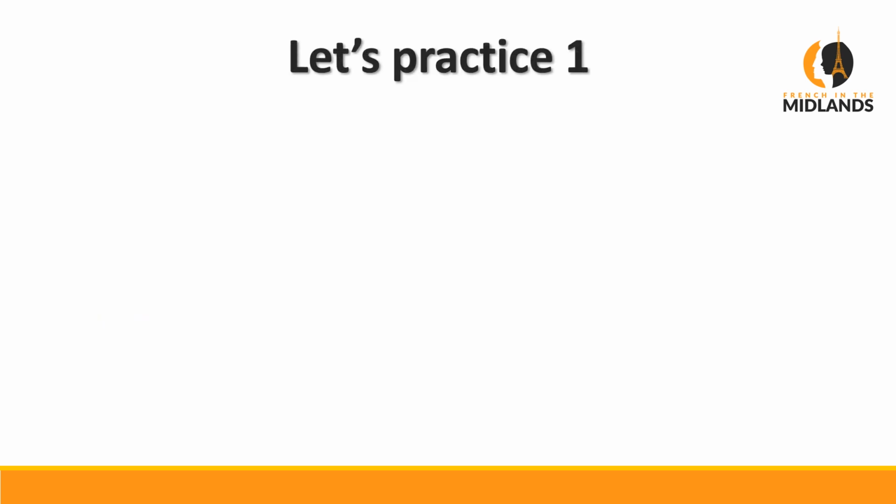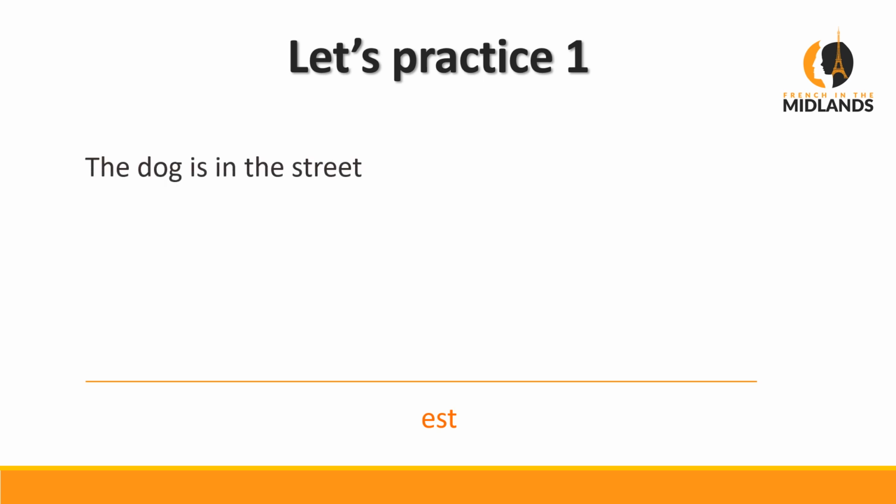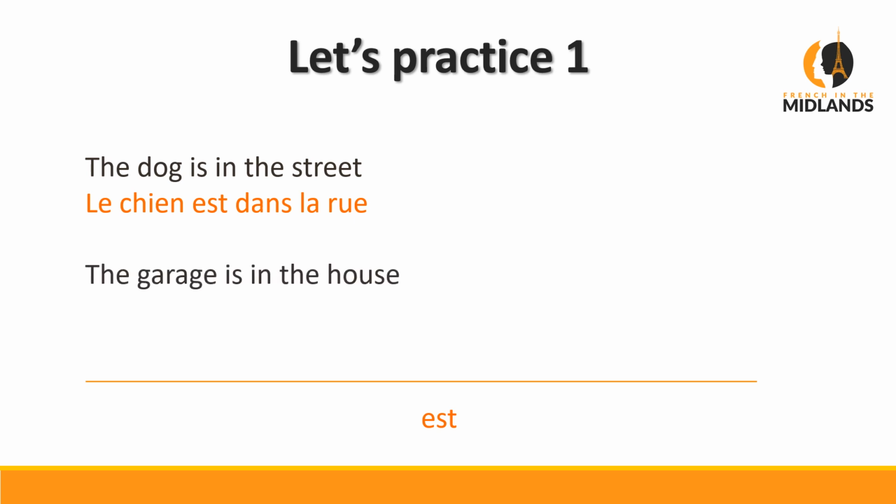For the next practice, let's have a look at the little word est, which means is. The dog is in the street. Le chien est dans la rue. The garage is in the house. Le garage est dans la maison.